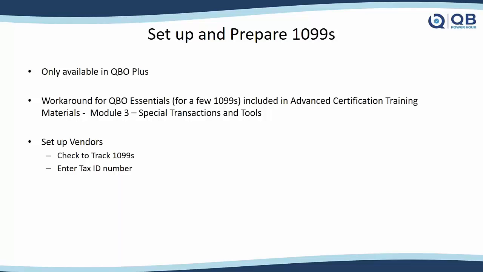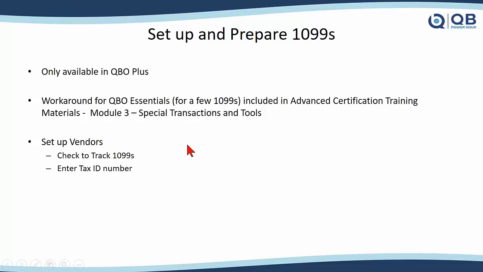If you have a lot of 1099s, it's probably going to be worthwhile to go ahead and update your client from Essentials to Plus so that you're able to do that. So the first thing that you need to do in QuickBooks Online is to set up your vendors. You've got to check the box to track the 1099s and enter the tax ID number, of course. And in just a few minutes, I'm going to go in and show you how all this works in QuickBooks. So we're going to talk about it just a second on the slides, and then I'm just going to pop into QuickBooks to show you all these details.